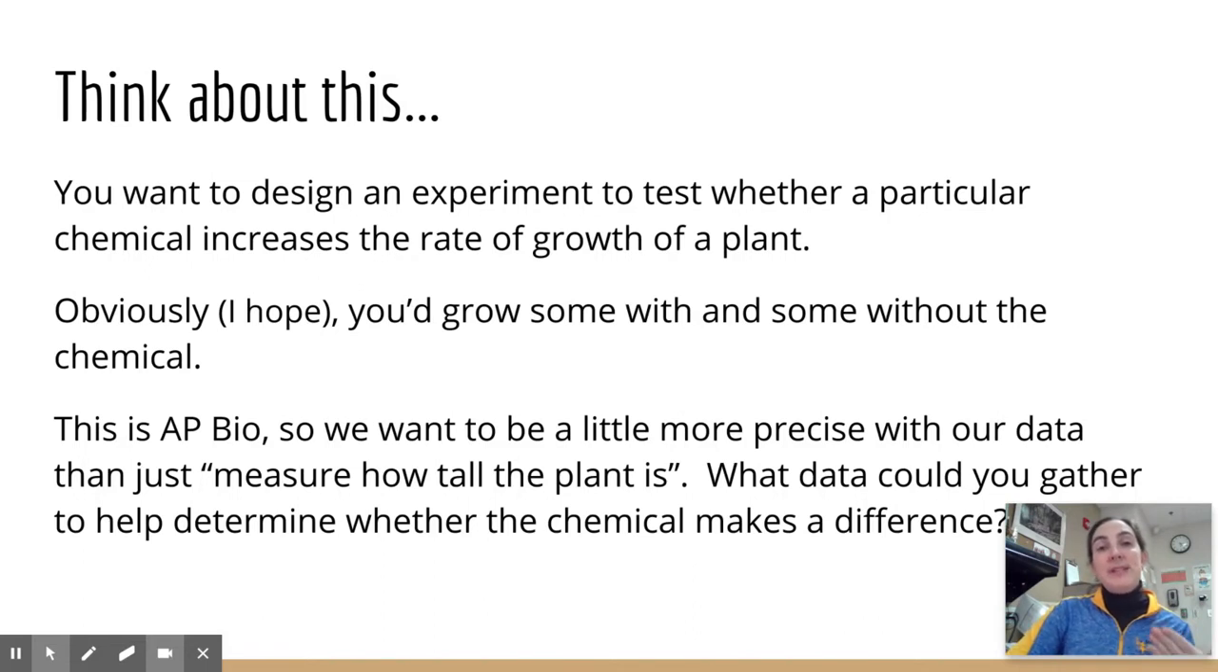We want to be a little more scientific and sophisticated and precise than just measuring the height of a plant, like maybe you would have done a couple of years ago. So think about that a little bit.